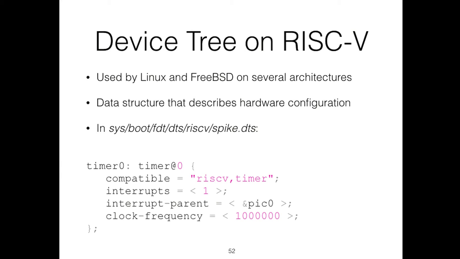And by having device tree, you can get a generic kernel that boots on all different RISC-V chips or ARM chips and things like that. But it looks like Berkeley's moving away from this to a simpler structure.